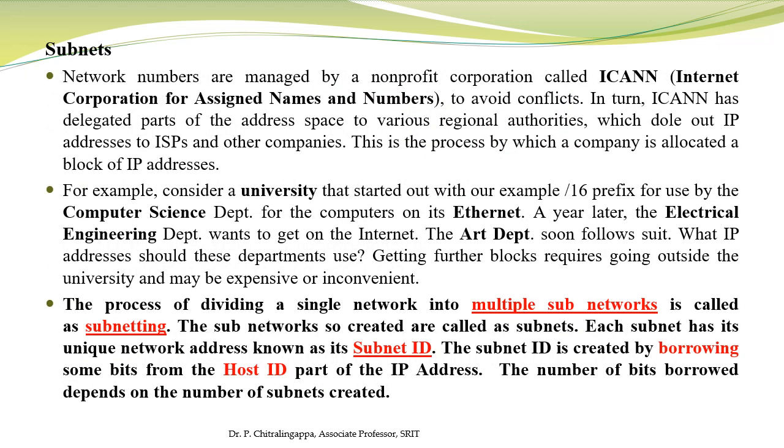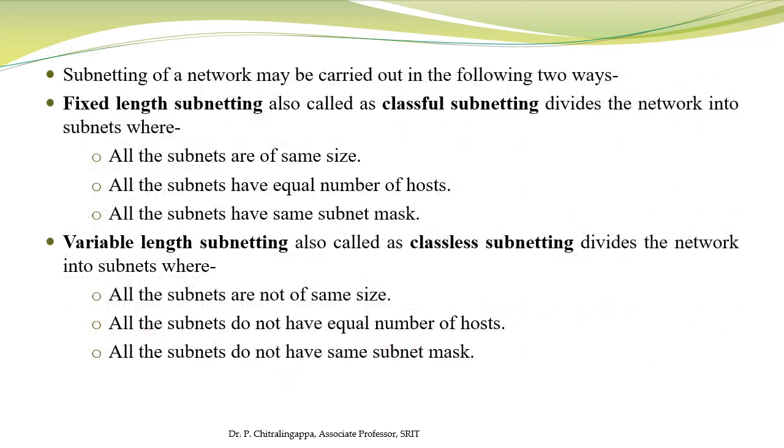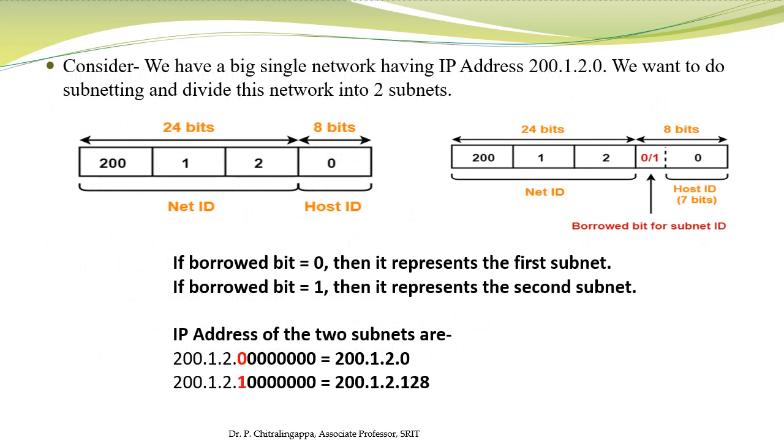Next one is the subnet. The process of dividing a single network into multiple subnets is called subnetting. The subnetworks so created are called subnets. Each subnet has its unique network ID, which is called a subnet ID. The subnet ID is created by borrowing some bits from the host part of the IP address. The number of bits borrowed depends on the number of subnets you want to create. Here is one example. They have given one IP address. Try to divide this IP address into two subnets. Now what are you doing?